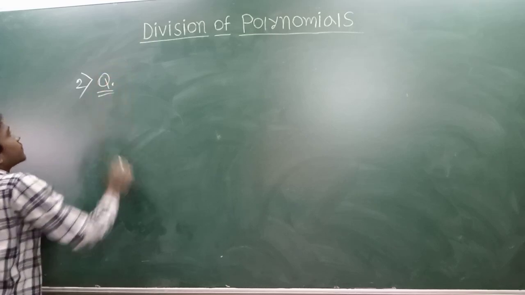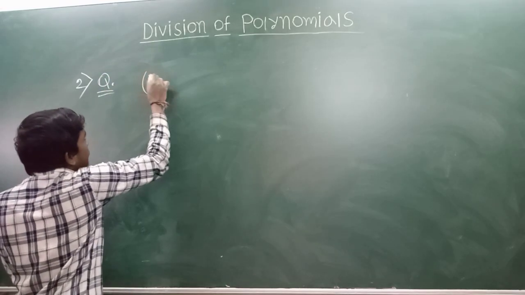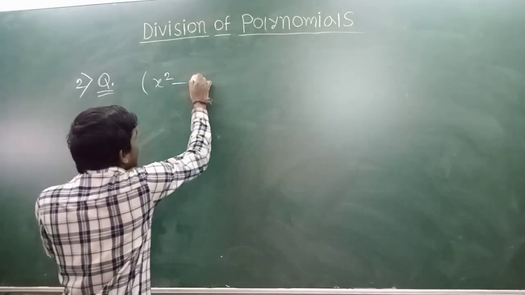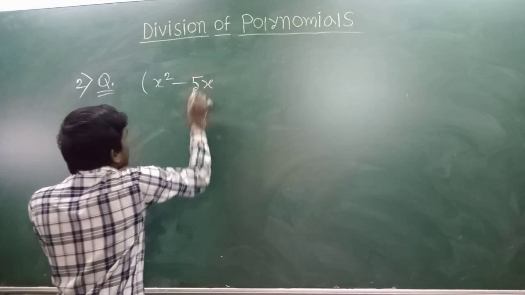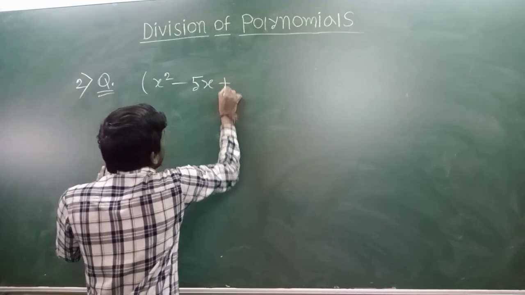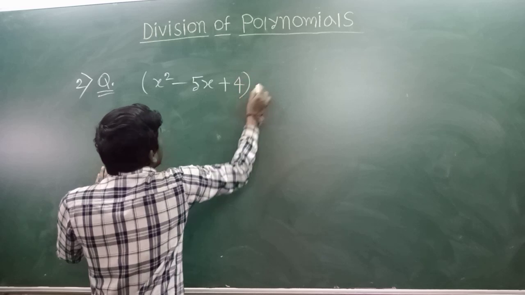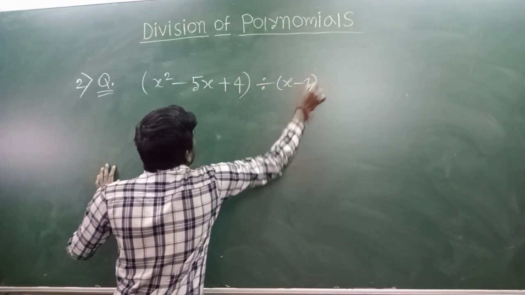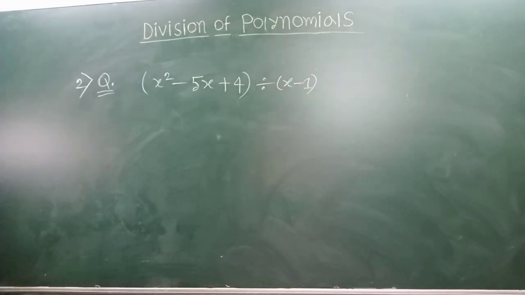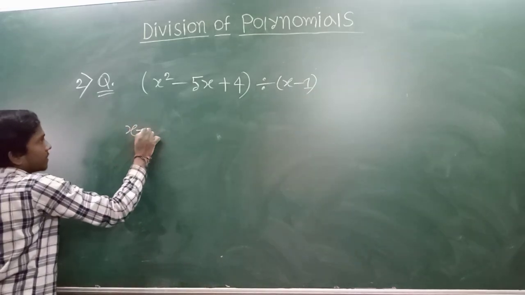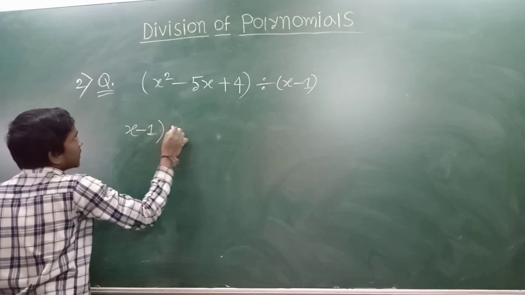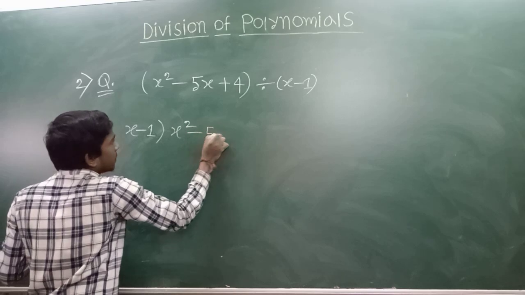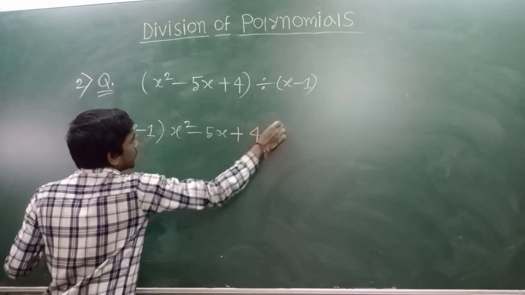Question number 2. Divide x squared minus 5x plus 4 by x minus 1. Okay. So here we will write the divisor x minus 1 and the dividend is x squared minus 5x plus 4.